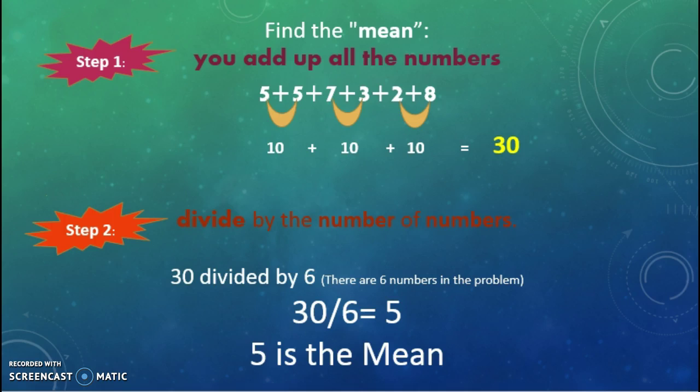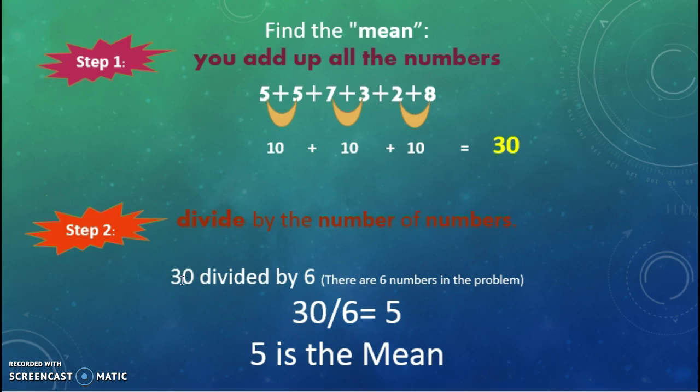Okay, let's add up our numbers. I've got some easy numbers here: 5 plus 5 plus 7 plus 3 plus 2 plus 8. I added them up. 10 plus 10 plus 10 equals 30 as my total. Then I'm going to take my 30 down here and divide by the number of numbers.